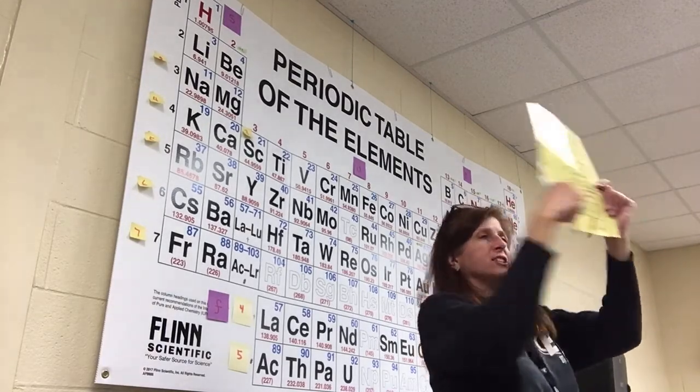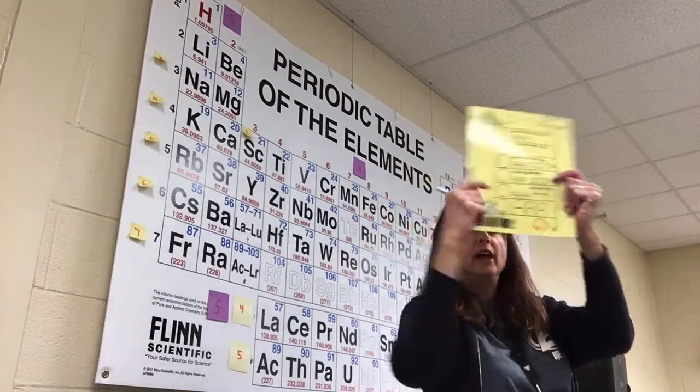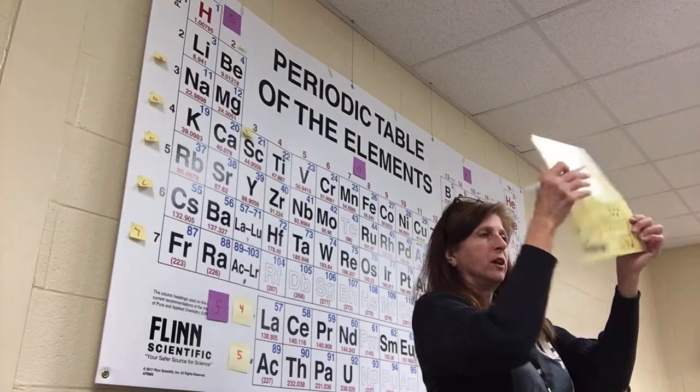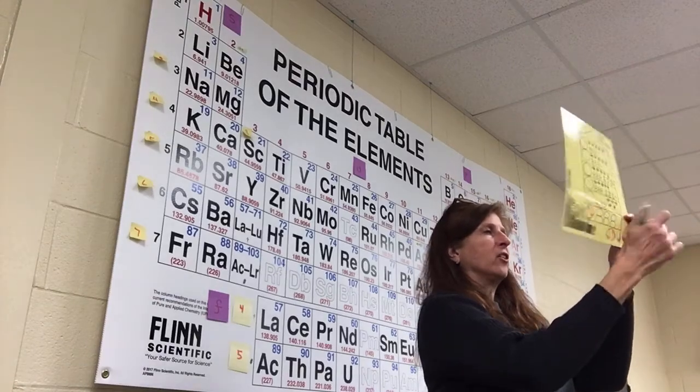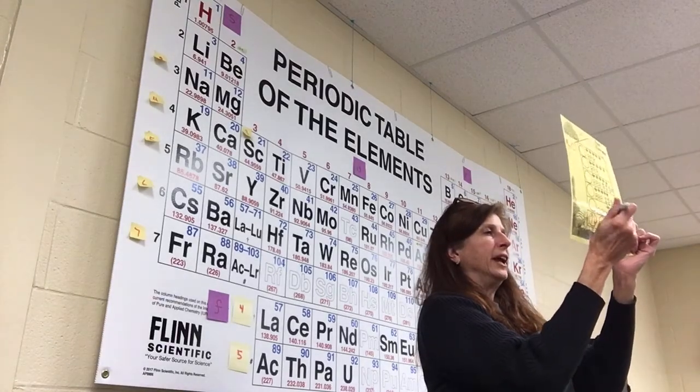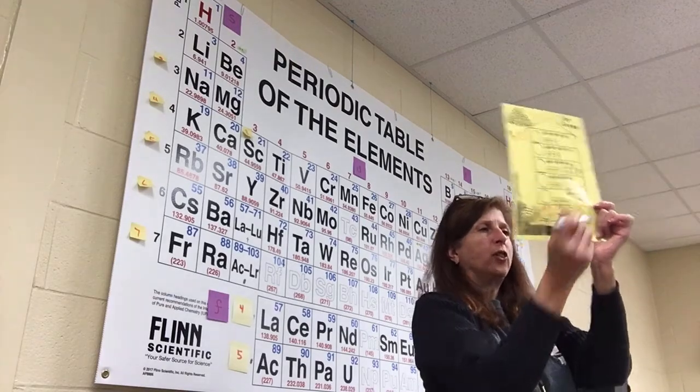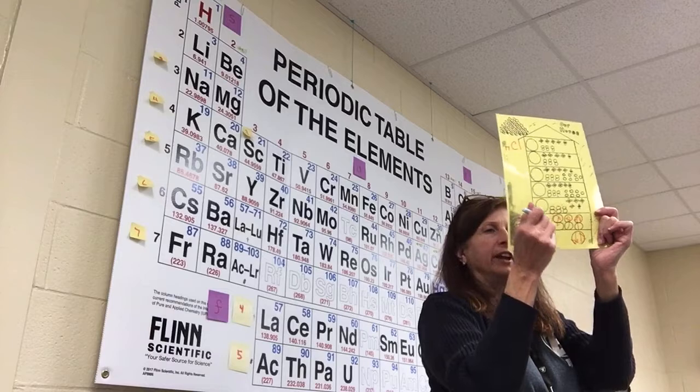1s2. The next 2 go here. 2s2. The next 3 are going to go here. 2p, 1, 2, 3 up, and then 3 down.